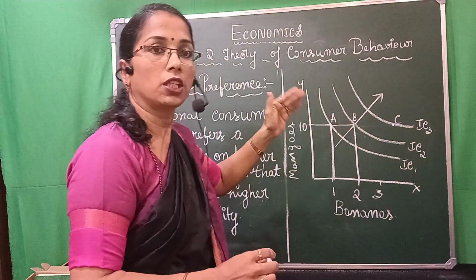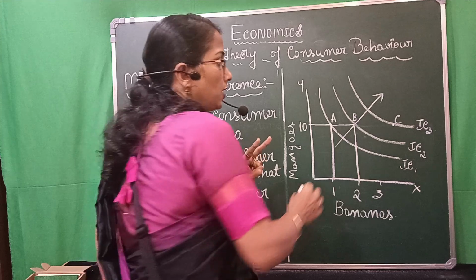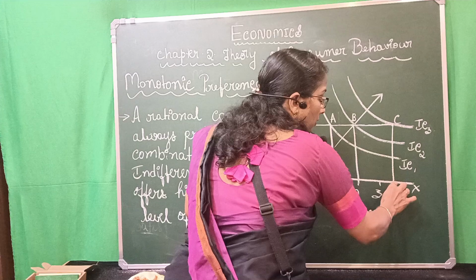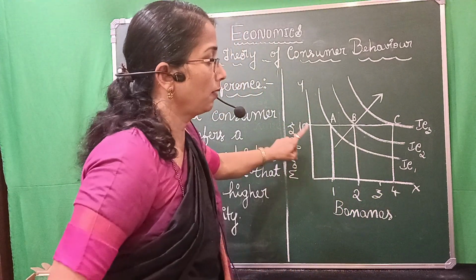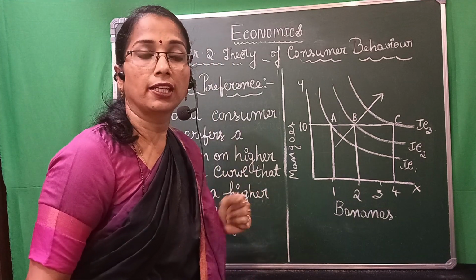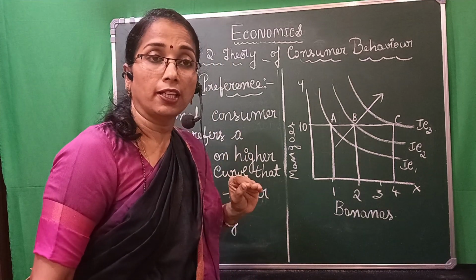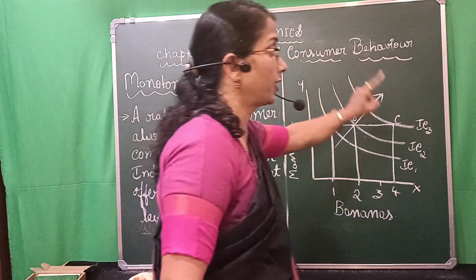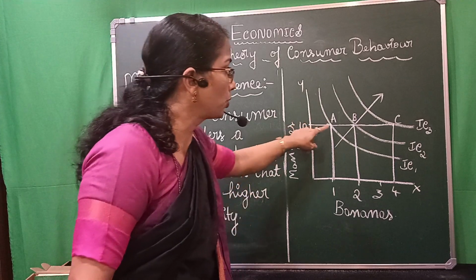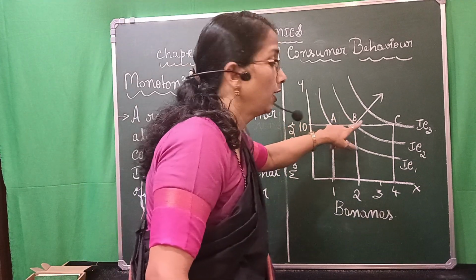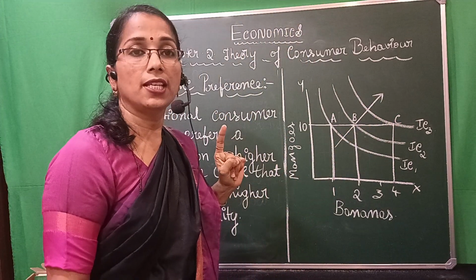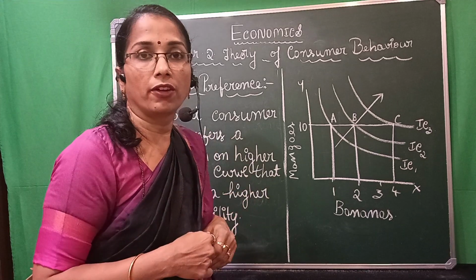What does it show? The combination of 2 commodities, mangoes and bananas. How many mangoes? Mangoes 10 only, but the number of bananas has increased. So what will the rational consumer do? The rational consumer will always prefer the higher indifference curve. He will not choose point A or point B. He will definitely choose point C because point C is giving him a higher level of satisfaction.